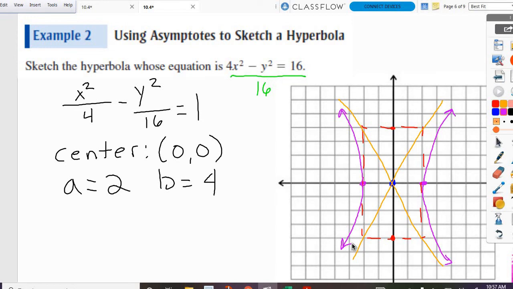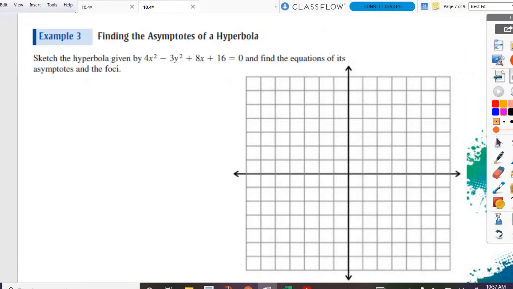So, questions? Are we all okay with how we found all of our information and how we got our graphs from it? Alright, let's look at another one then. So what are we going to have to do on this one?